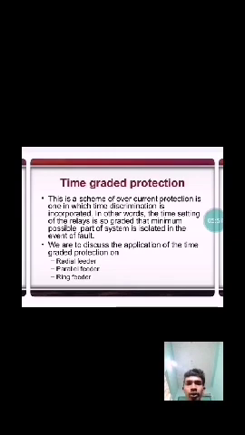Time graded protection. This assumes an overcurrent protection in which time discrimination is used. In other words, the time setting of the relays is graded so that the minimum possible part of the system is affected by the fault. They are discussed in the application of time graded protection: radial feeder, parallel feeder, and ring main feeder.